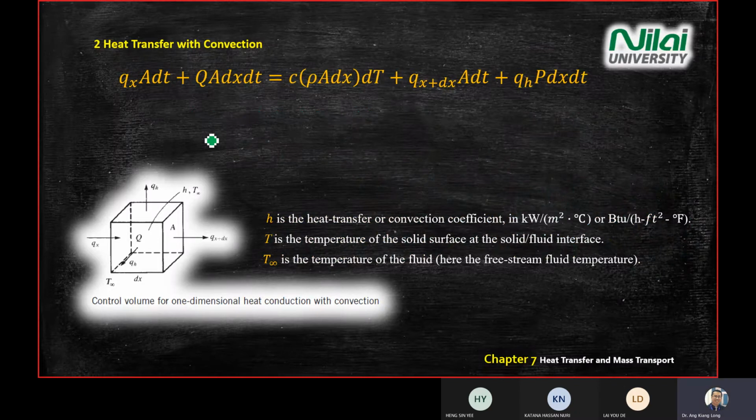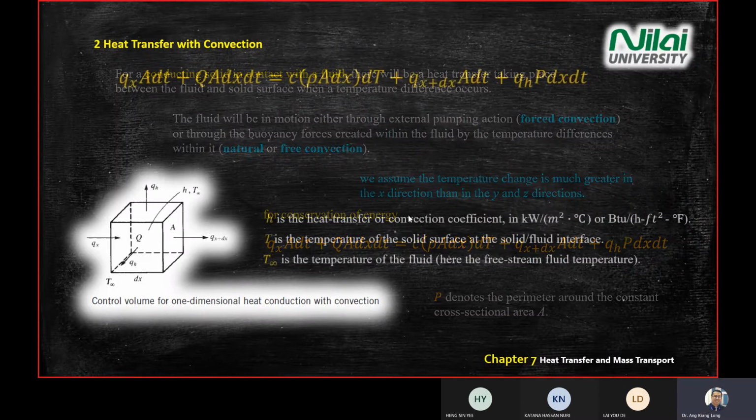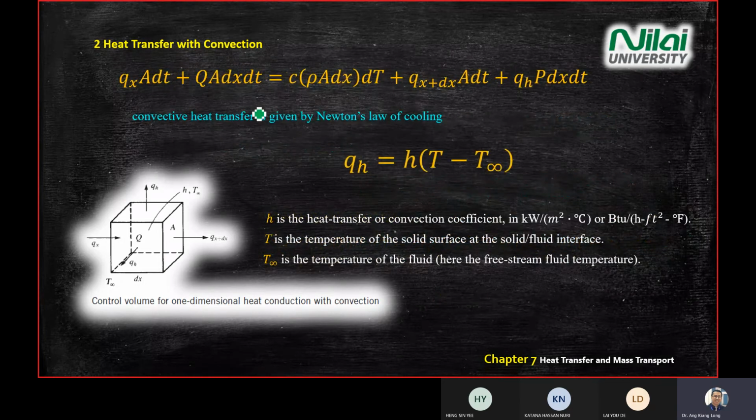So I did skip a lot of derivation steps. If you follow the textbook, I already cut it short and extracted all the important equations that you'll be using. So if you're considering convection heat transfer, you have to use this equation. Q sub H, it means you're having a convection process, equals H times the change of temperature. H is the constant value for convection. So Q sub H equals H delta T.